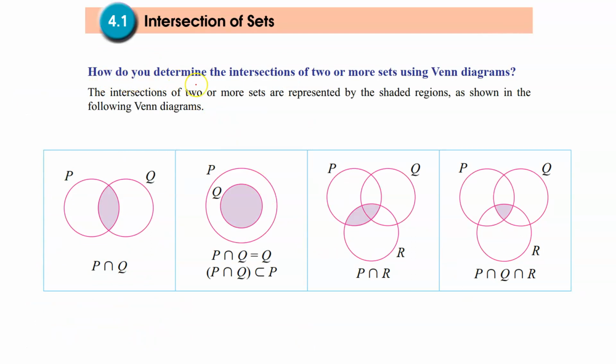Okay, next, how do you determine the intersection of two or more sets using Venn diagrams? Kali ni kita nak tengok kalau using Venn diagrams macam mana. So the intersection of two or more sets is represented by the shaded regions as shown in the following Venn diagram. So tengok example, ada 4 Venn diagram kat sini. So first Venn diagram, P intersect Q means the region where P and Q overlap.